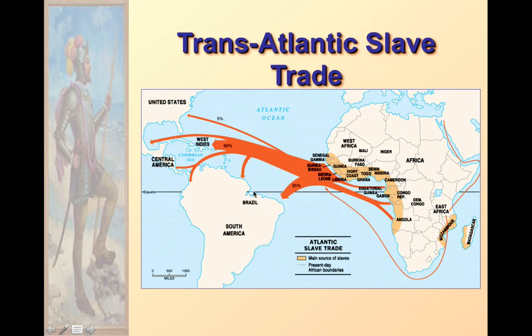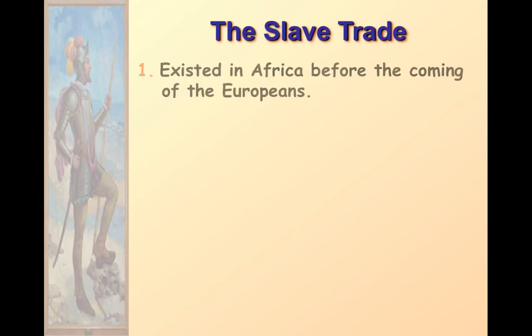35% of the slaves were being sent into Brazil. About 60% of them are all going to the West Indies, and about 5% or so are being sent up into the North America region. Okay.